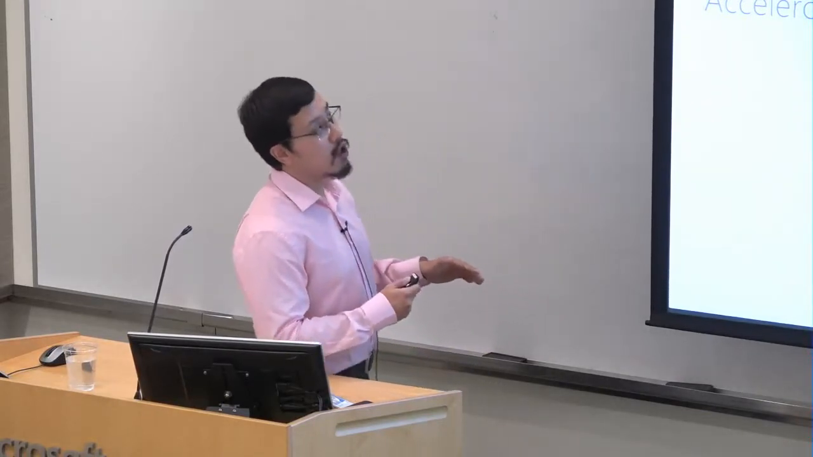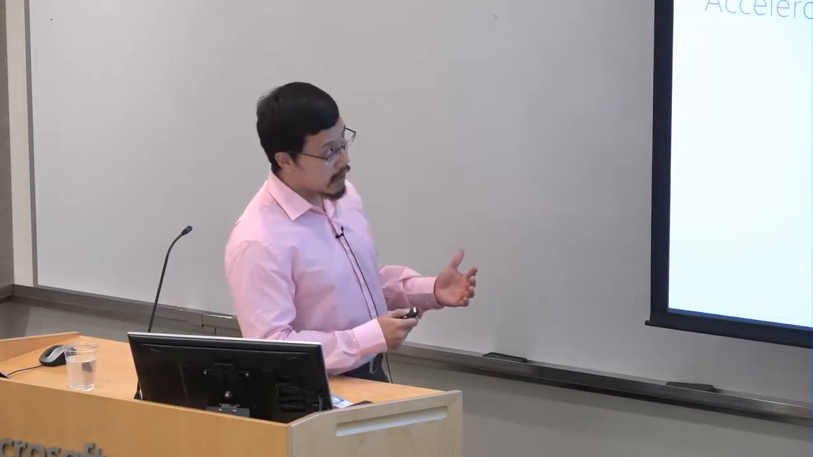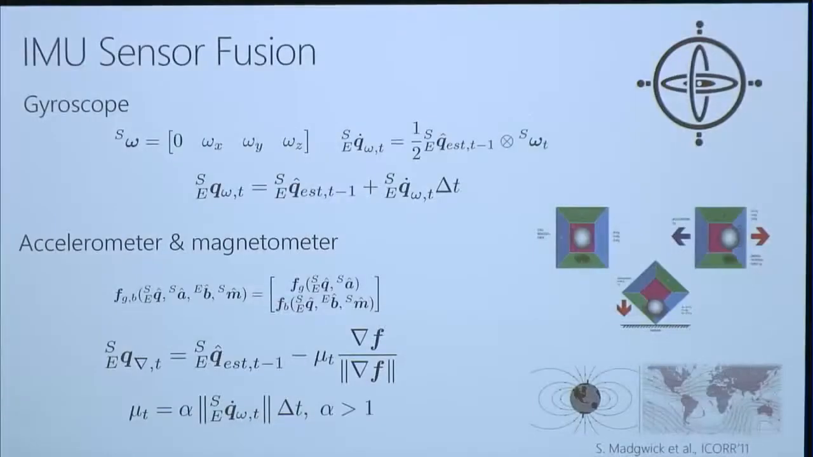For the gyroscope, we have the angular rate. This is the quaternion representation of the angular rate, and using a quaternion product here, we can get the rate of change of the orientation. And we just use a simple integration over time to get the absolute orientation of the sensor. So this is the estimate from the gyroscope.